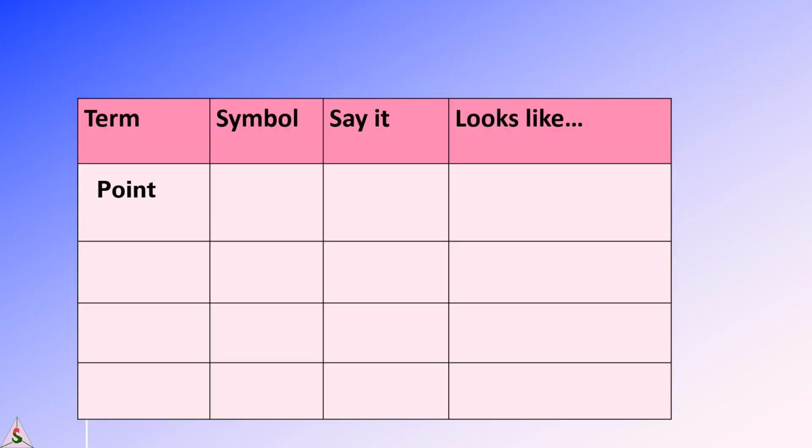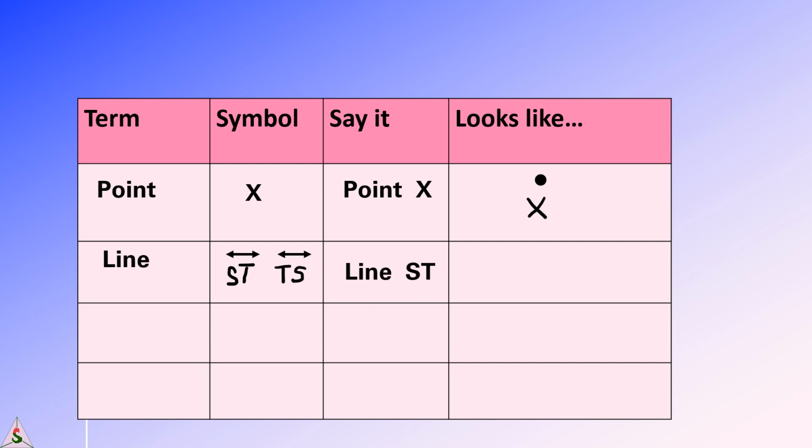Now let's summarize everything we learned with this chart. Now for a point, it could be any letter. We can call it point A, point B, point E. And it looks like this. For line, we can label any 2 letters we want as ST or TS. We call the line ST or TS, and it might look like this.